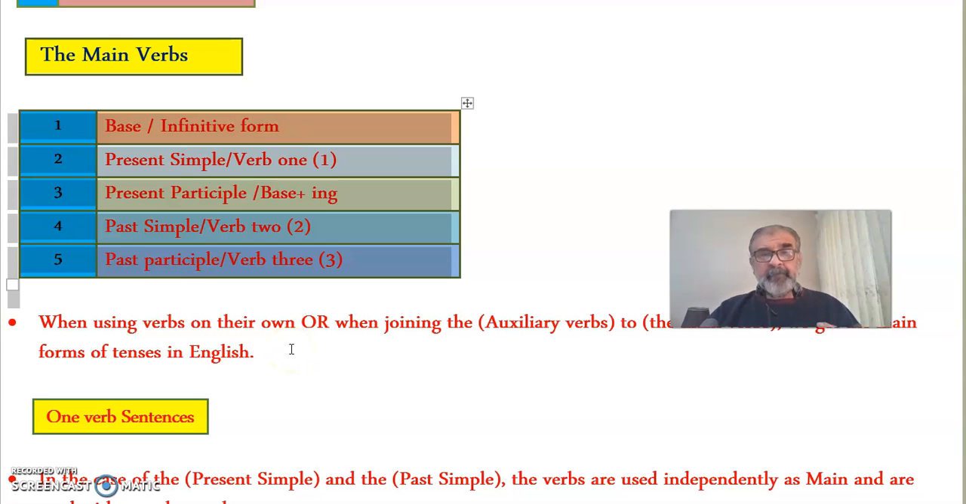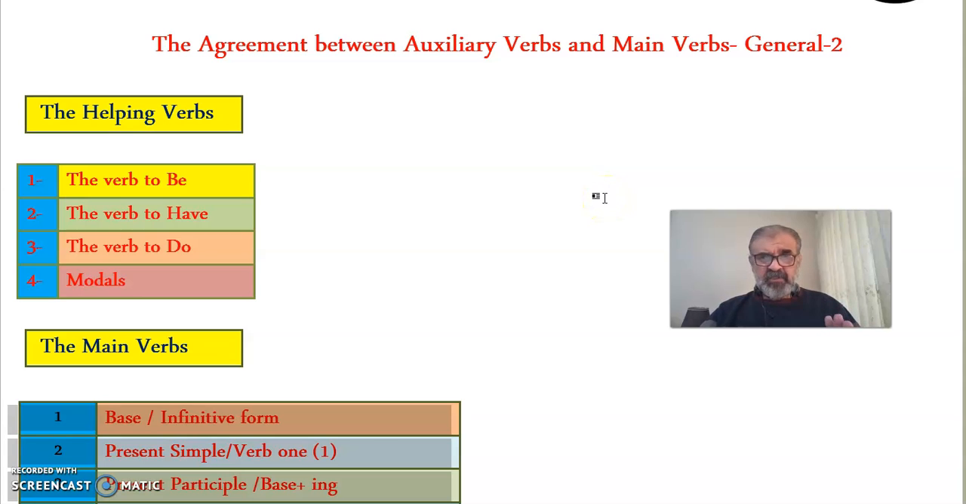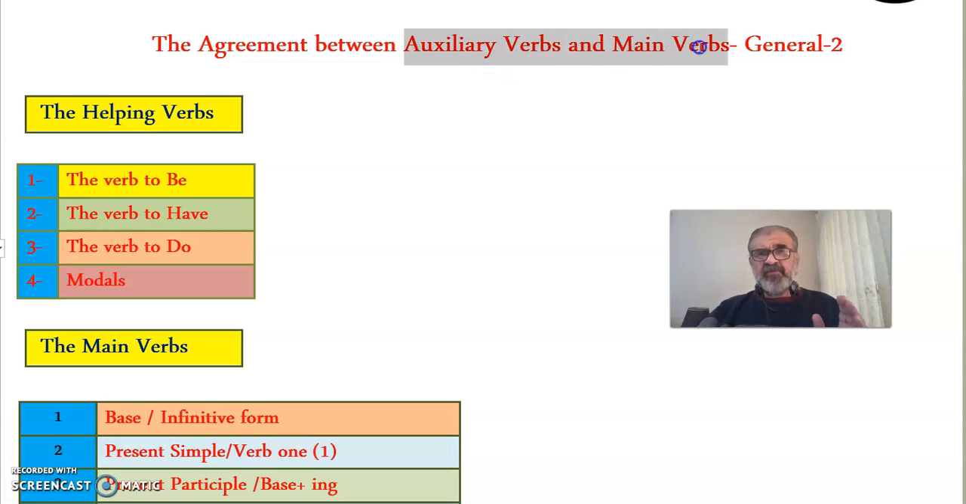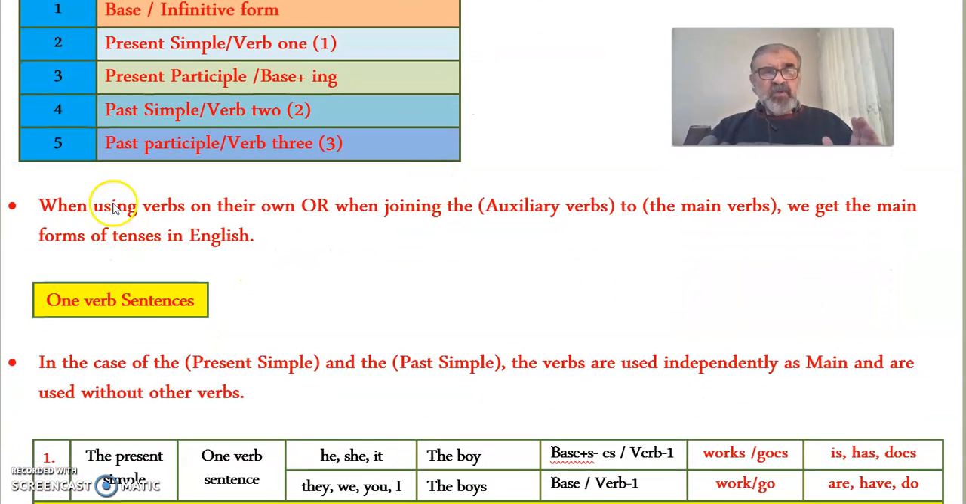Now, what we're going to deal with today is actually a very important issue in English. I'm going to show you how the auxiliary verbs and the main verbs are joined together, and how main verbs are used on their own in the two tenses, the present simple and the past simple. Let's start with the following. When using verbs on their own, or when joining the auxiliary verbs and the main verbs, we get the main forms of tenses in English.